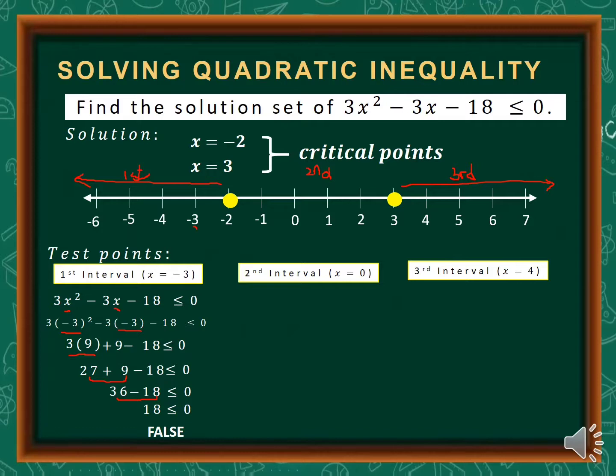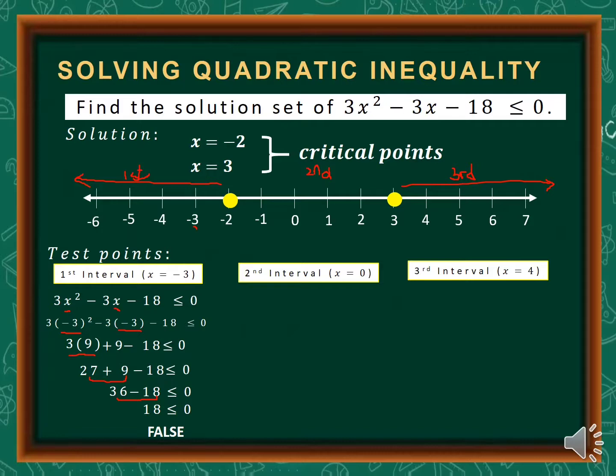Kapag po or once you have false statement sa ating first interval, meaning to say, lahat ng makikita nating points mula sa first interval ay hindi po solution. So, wala po dyan. Kahit itry nyo yung -4, -5, -6, lagi yung magpo-false. Did you understand? Now, let us proceed with the second interval. I chose 0. Bakit? Kasi mas madali pong mag-times ng 0, di ba?